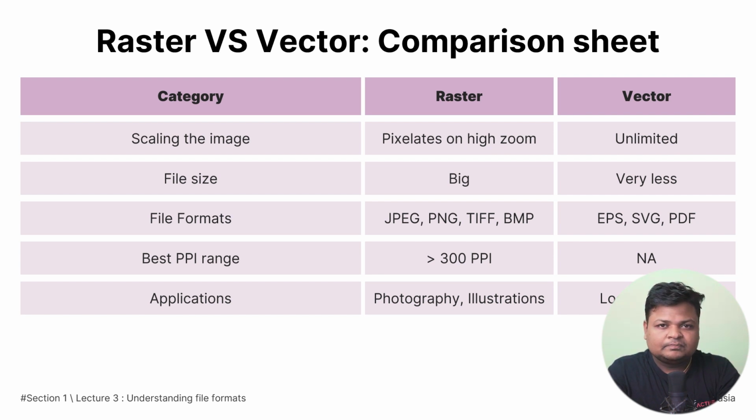Application: photography, illustration. When you click a picture, essentially you are capturing the color information on a sensor. The sensor has that many dots, so it is capturing the color information. So photography and sketching kind of illustrations are all examples of raster images. Logos, icons, and some vector-based illustrations are examples of vector.